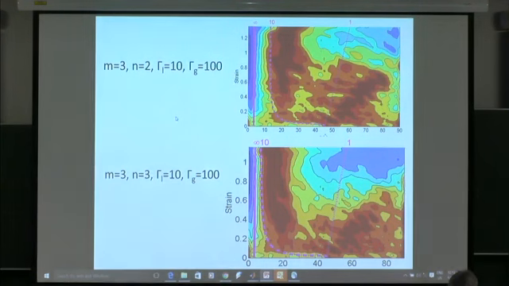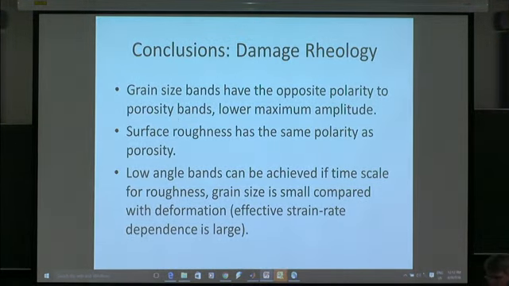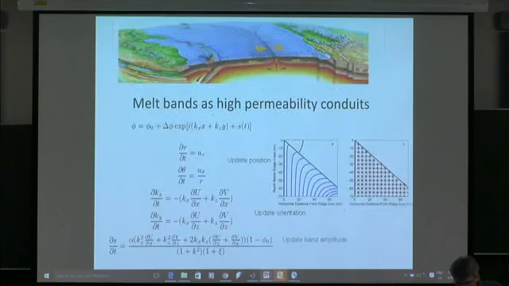All right, actually maybe that's enough of those. So in terms of the damage rheology, one of the things that's interesting is that the grain size bands have the opposite polarity to those of the porosity bands, so that's something to look for. Whereas the surface roughness, although that'd be pretty hard to look at, has the same. And you can get the low angle bands, but generally only if the time scale is really fast. So essentially you've just got a strain rate dependent viscosity.